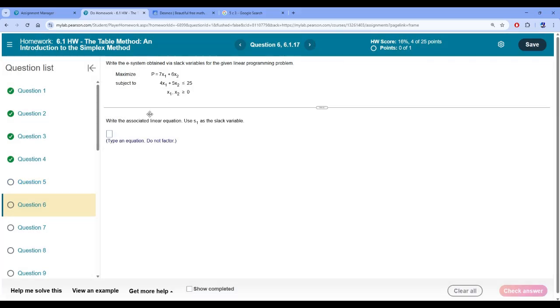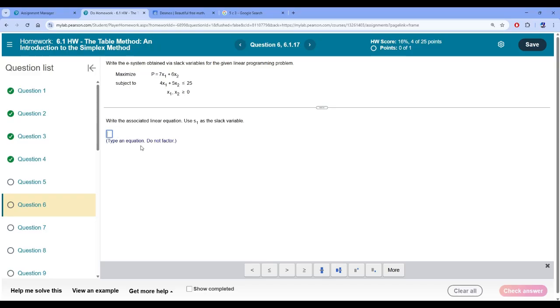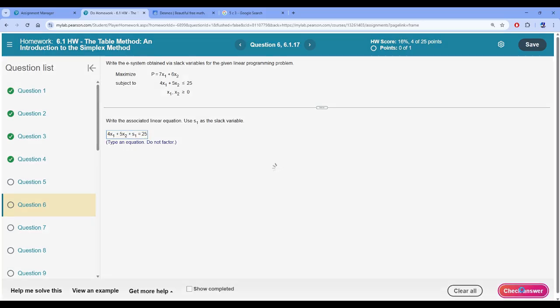Moving on. So for this one, use x1 as the slack variable. So I'm thinking it's going to go into our second equation because the second equation is the one that is less than. So let's do 4x subscript 1 plus 5x subscript 2 plus s subscript 1 is equal to 25. I believe that's what they're looking for.